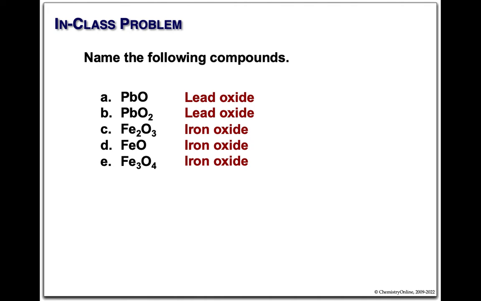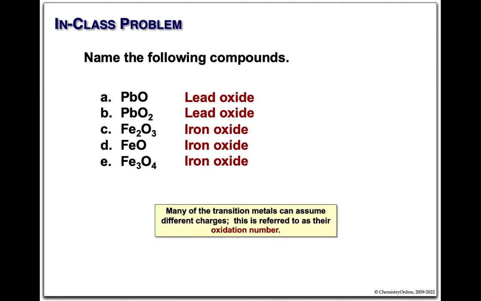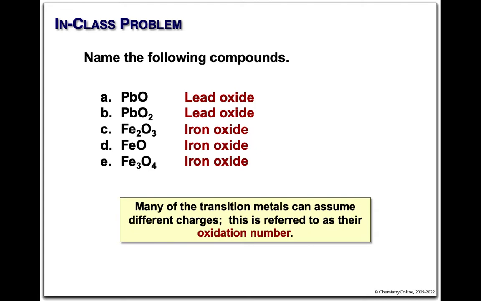Clearly, there's a problem here. Again, lead and iron are transition metals. They can have different charges. We'll see we just have to change our name to include the charge. Now this is called the oxidation number. That's a fancy word for the charge.